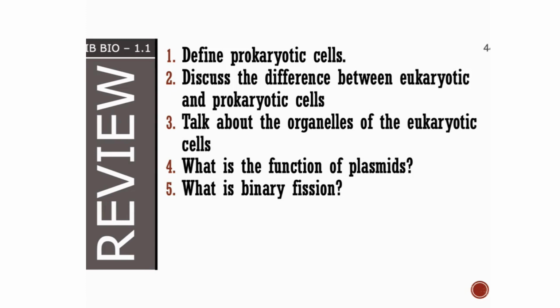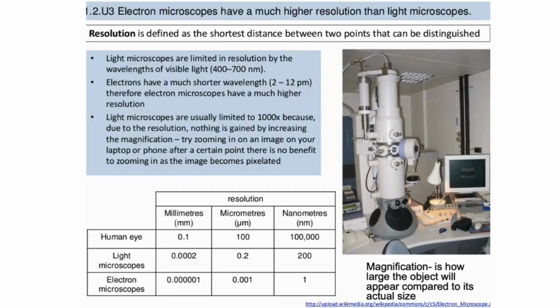Talk about the organelles of the eukaryotic cells, what is the function of the plasmid, what is binary fission. So here we have the electron microscope, and we're going to talk about the electron microscope, which has a much higher resolution. And resolution is defined as the shortest distance between 2 points that can be distinguished. So light microscopes have a limited resolution, but electrons have much shorter wavelengths. Therefore, electron microscopes have much higher resolutions.